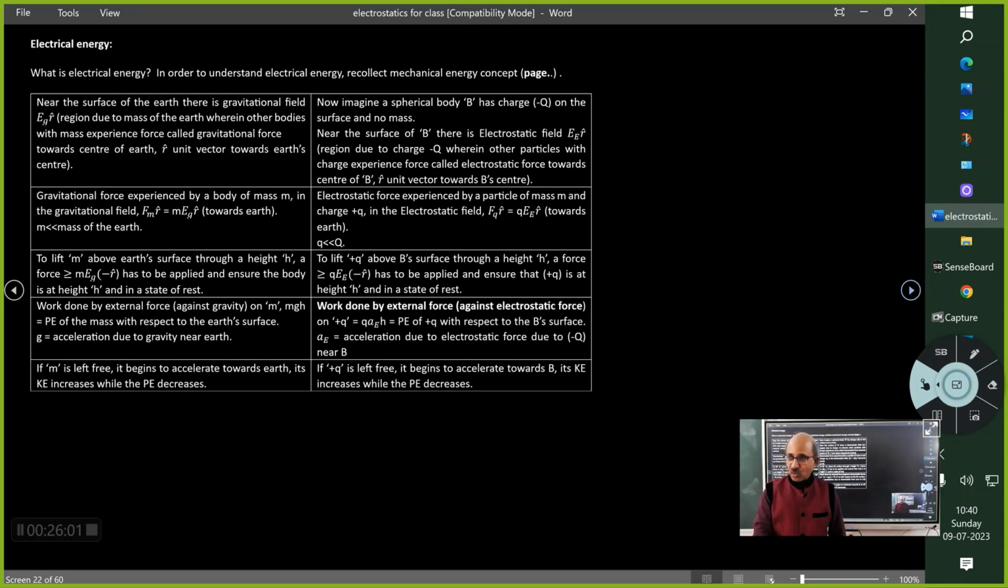Means if you do work in this conservative field, either I move it like this or I move it like this, the work done is the same. It is irrespective of the path chosen.